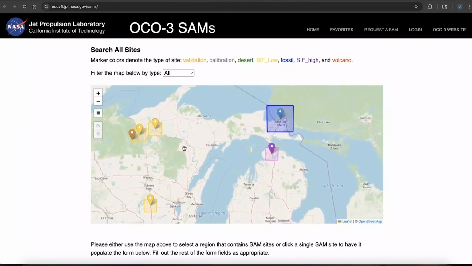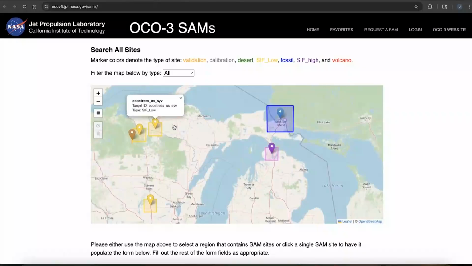You'll also notice that there are yellow pins and squares representing SIF low sites, such as this one to the west. And this is where we would expect to find less dense vegetation and ecosystems like grassland or rural or wilderness areas.